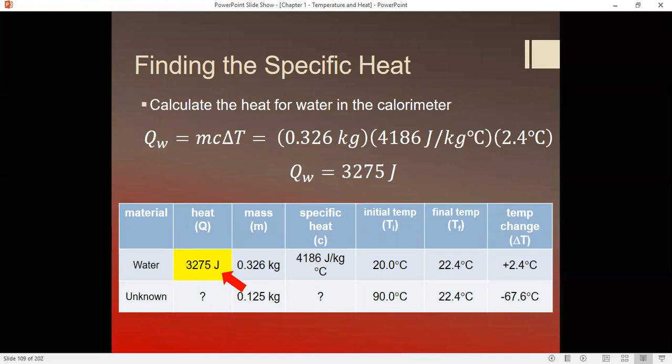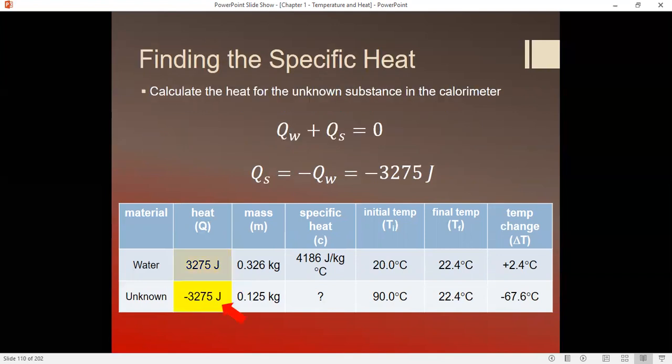Well, hey, that gives me an idea. If that's what the water gained in energy, the unknown must have lost the same amount. So negative 3,275 joules was lost by the metal. Okay.